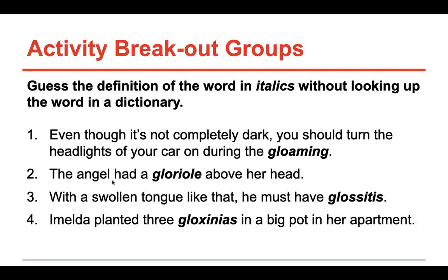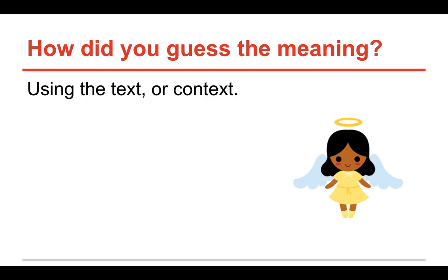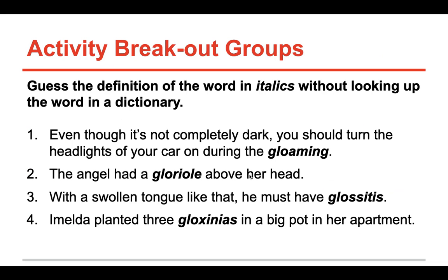In this one, the angel had a gloriole above her head. I've never heard of the word gloriole, but when I think of an angel, I think of them having a ring or halo over their head. For example, here's an example of this halo. So maybe that's a gloriole. So we're using the context.